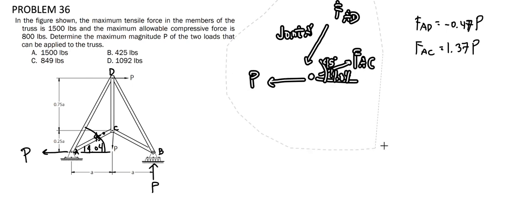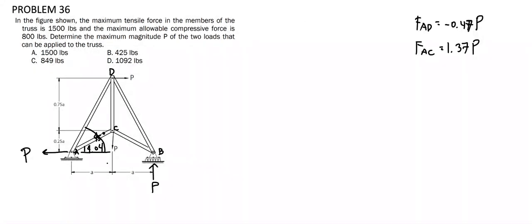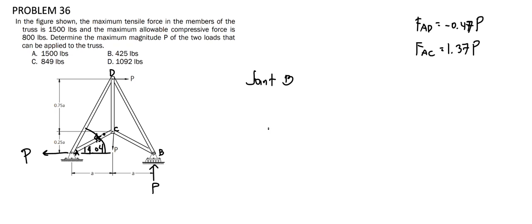Now we can start analyzing the other joints. So let's consider joint P. At joint P, we have force P going up, and assuming tensile forces, we have force PD and force PC, assuming tensile, and we have an angle here that's equal to 14.04 degrees.